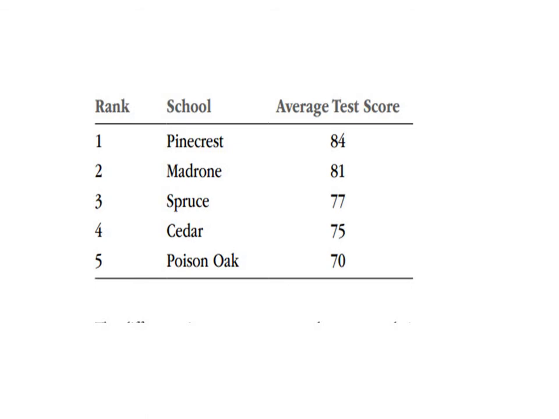So the difference between the performance of the 1 and 2, 84, 81, and the difference between 81 and 77 is not the same. The interval between 77 and 75 is not the same. The interval between 75 and 70 is not the same. So in ordinal variables we rank the groups, but we do not get equal intervals, equal differences.